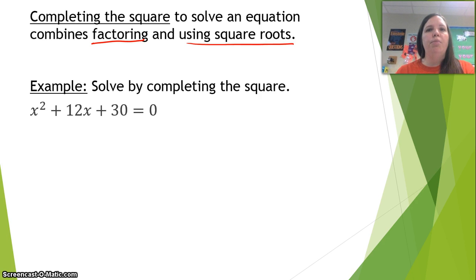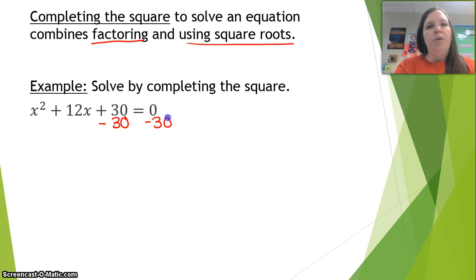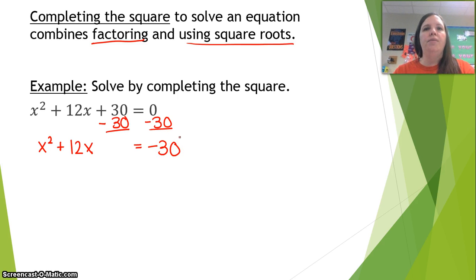So we're going to solve this equation by completing the square. A difference between this and factoring is right now this equation is equal to 0. But in fact, I actually want this equation not to be equal to 0. I want to move any number that's by itself, any constant term, any number that's not with a variable, to the other side of the equation. The reason being is, when we did the practice before, we just kind of moved the 30 off to the side. Here we're going to move it completely to the other side of the equation.